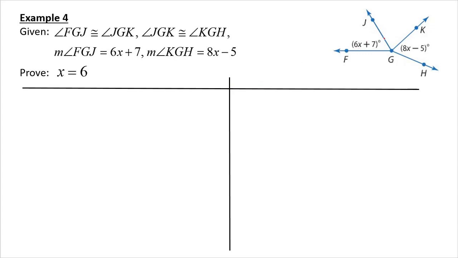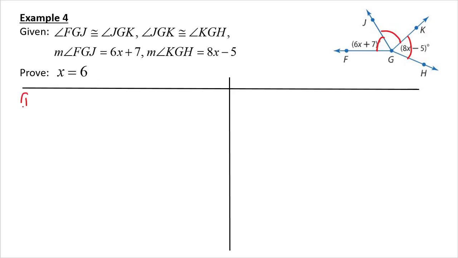So angle FGJ is equal to angle JGK. Since those are equal, I mark them each with one mark. JGK is marked with one mark. That's congruent to angle KGH. So I'm going to mark that also with one mark because it's already marked. Okay, so now what I'm going to do.